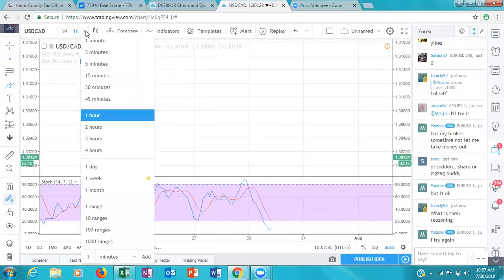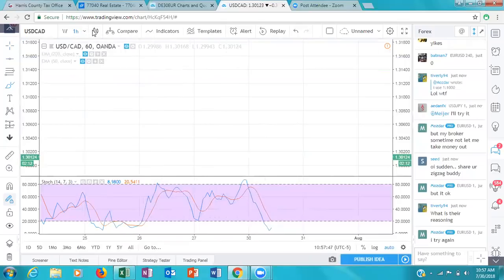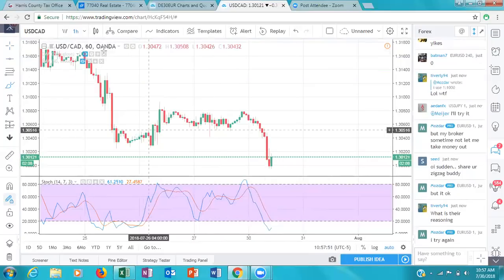I said I accidentally deleted the whole chart markup, but that's okay.